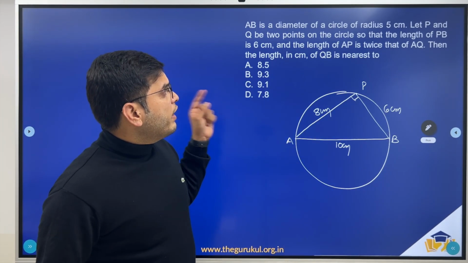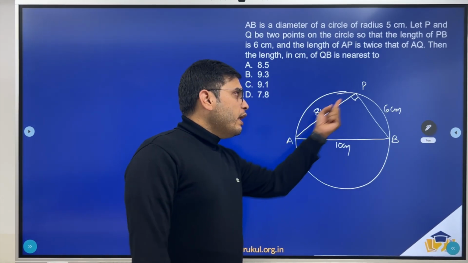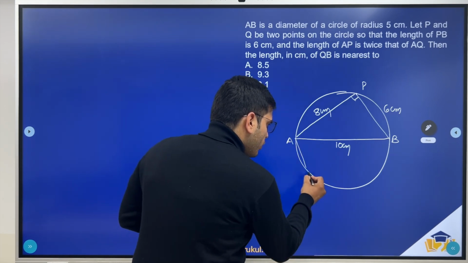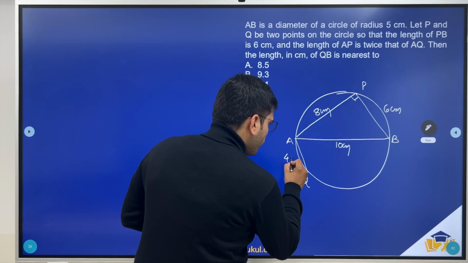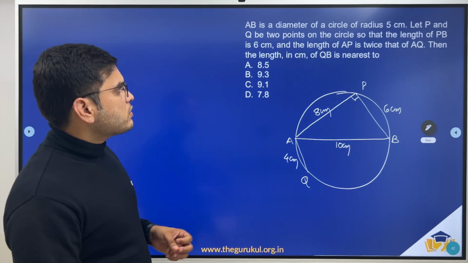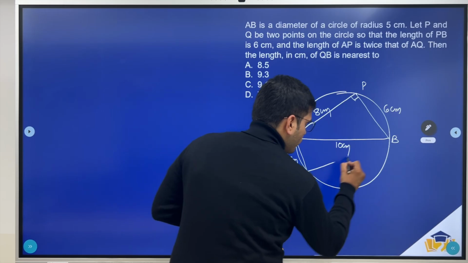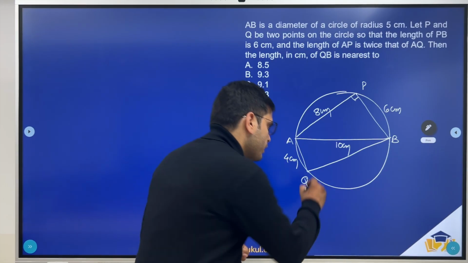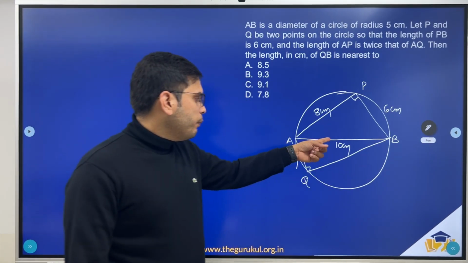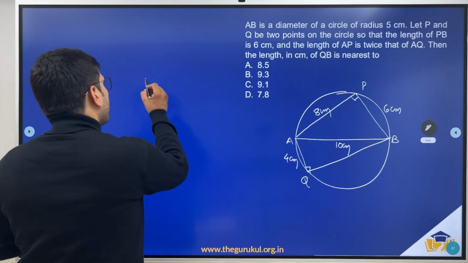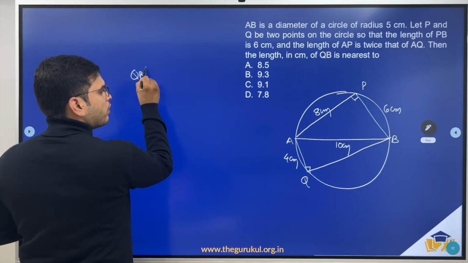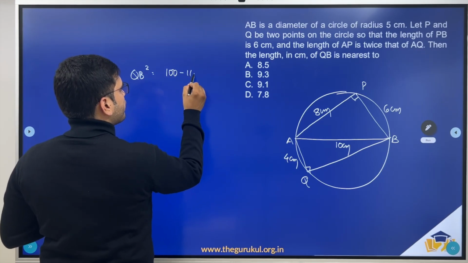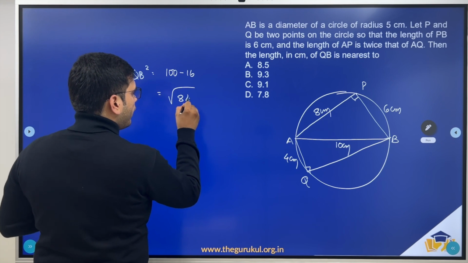Then what? Length of AP is twice that of AQ. So if AP is 8 centimeters, AQ should be 4 centimeters. So let me consider point Q here. Now this is 4 centimeters. Then what was asked? The length of QB is nearest to. Again, if you consider the lower half of that circle, in the semicircle, this will be a right angle. Hypotenuse, one of the perpendicular sides. So apply Pythagoras theorem. QB square is equal to AB square minus AQ square. 100 minus 16. Now this should be root 84.